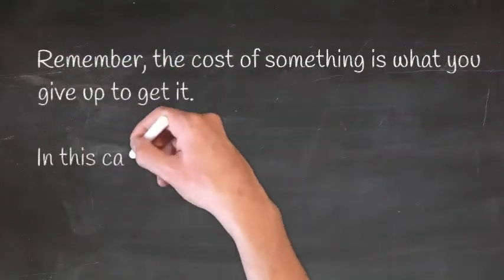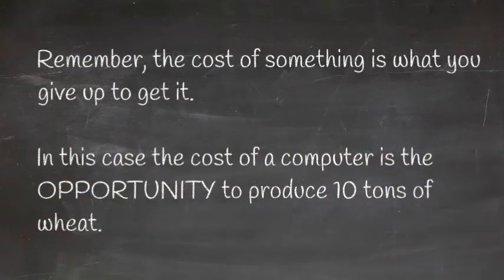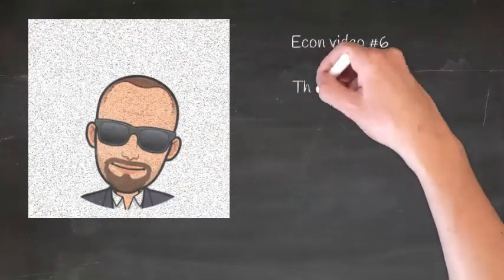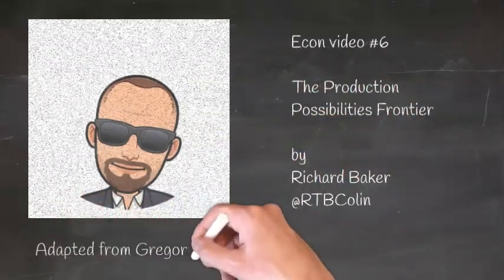The cost is what you give up to get it, and it's not always money. In this example, the cost of a computer is giving up the opportunity to produce another good. We'll use this production possibility frontier and opportunity cost in many other cases throughout the semester.